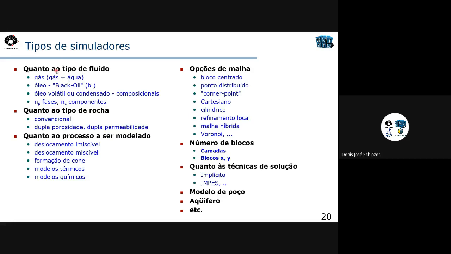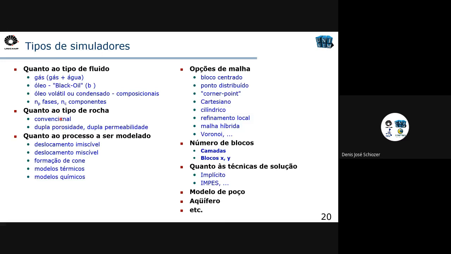So the first thing that we have to learn is to understand the fluid we have in the reservoir, the fluid we're going to inject, and select the type of reservoir simulation we're going to use for that. So we have number of phases, number of components, and we're going to learn how to select this and how the equations will be impacted by this selection, okay?